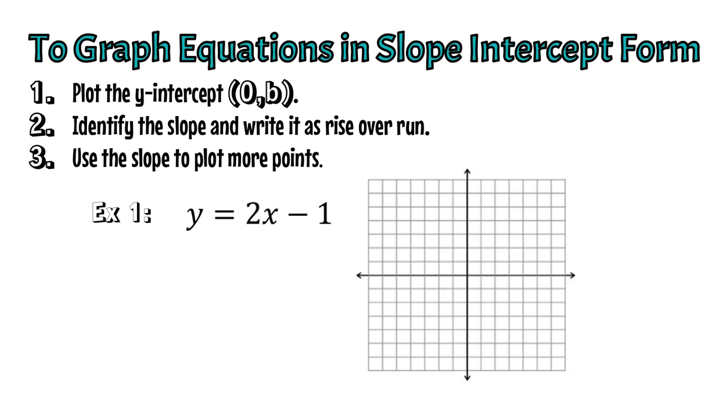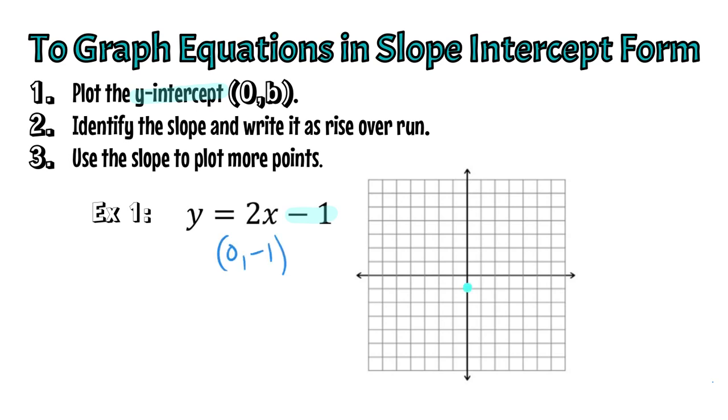We're going to start with graphing. So to graph equations that are in slope-intercept form, we're first going to identify the y-intercept and plot it on the graph. So in the example below, we have y equals 2x minus 1. If we're trying to find the y-intercept, it's going to be this minus 1 in our y equals mx plus b. So to graph the y-intercept, 0, b, the point will be 0, negative 1.